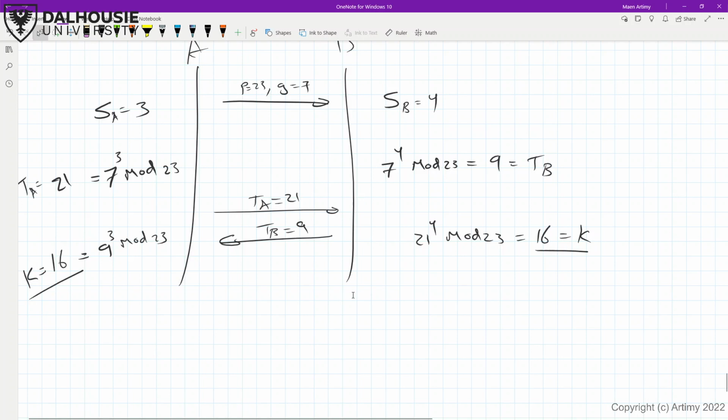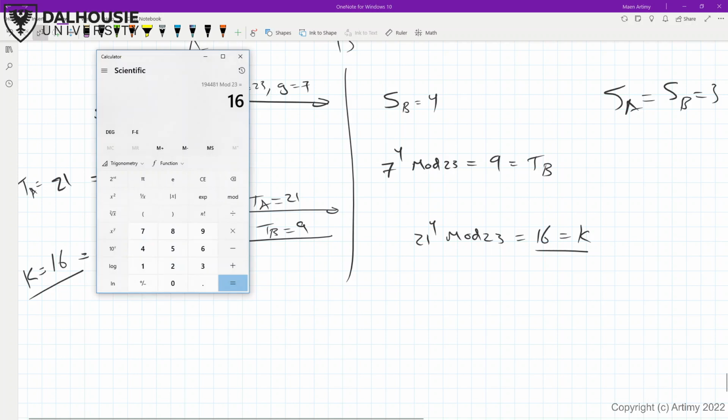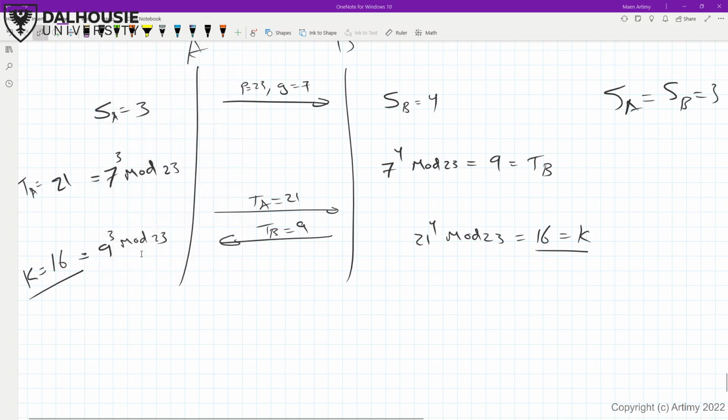So there are other possibilities that I'm not going to consider here. So let's say if SA and SB are the same, what happens, right? Try it and see what happens. So there are some cases where these things don't work or they don't generate a good key, right? That's why these numbers have to be big. The larger the number, the less likely that we will end up with the same number.